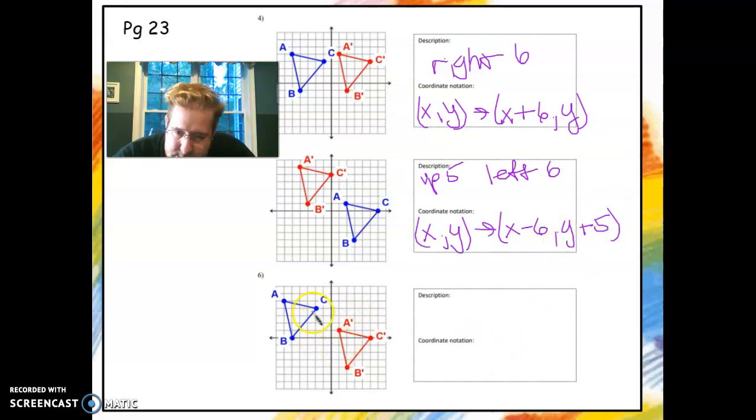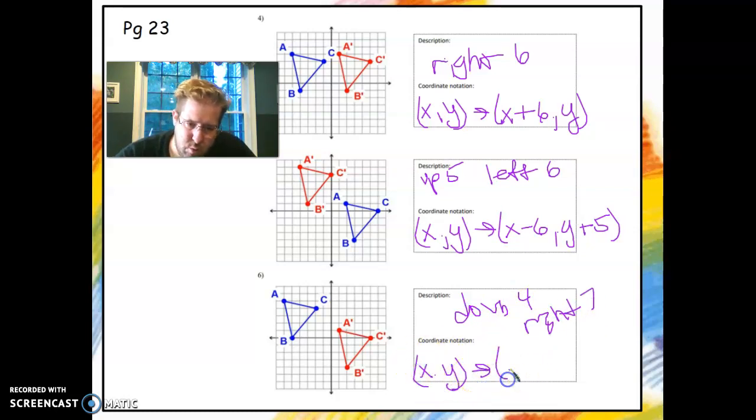And then number 6, it looks like it's going down and to the right. So that's down 1, 2, 3, 4, right 1, 2, 3, 4, 5, 6, 7. So down 4, right 7. So that's (x, y) turns into (x plus 7, y minus 4), x plus 7 for right 7 and y minus 4 for down 4.